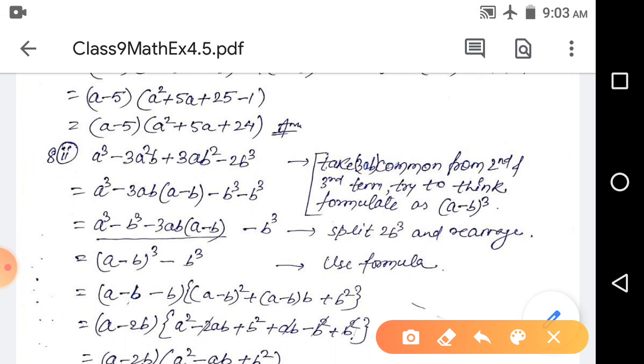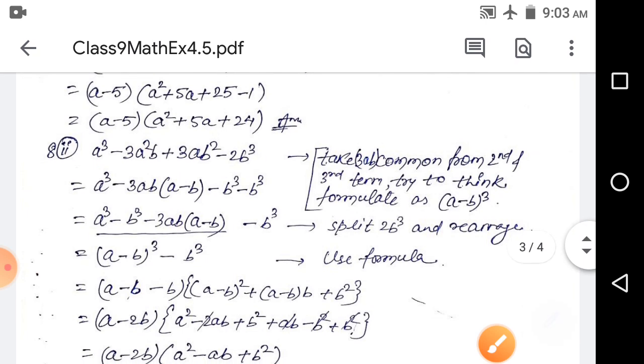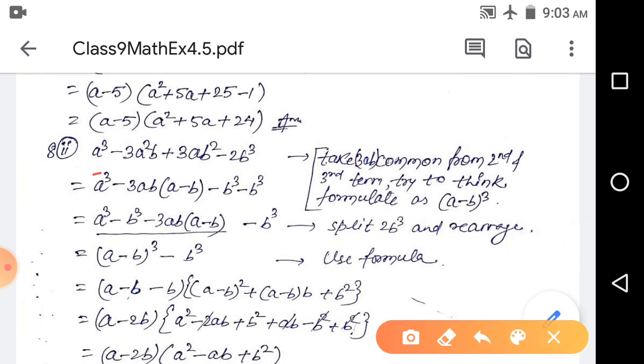See, here we have a cube minus 3a square b plus 3ab square minus 2b cube. This is actually showing a formula. If we take ab as common from the second and third term, and we try to formulate this as a minus b whole cube, then we get a perfect cube. Now see what we do here. We have taken minus 3ab as common from these two terms, then what is left? It is a minus b.